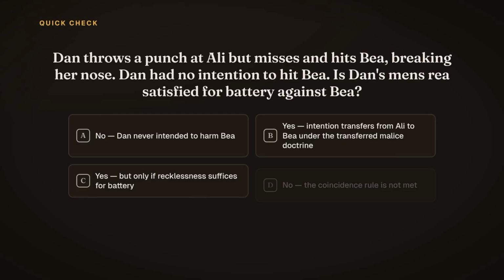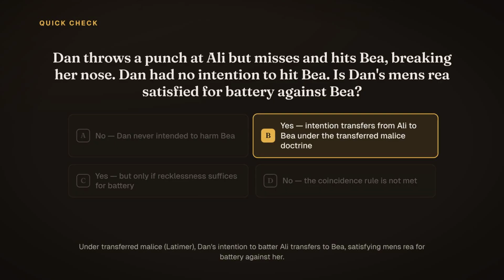Here is your check for understanding question. Dan throws a punch at A but misses and hits B, breaking her nose. Dan had no intention to harm B. Is his mens rea satisfied for battery against B? Option A, no. Dan never intended to harm B. Option B, yes. Intention transfers from A to B under the transferred malice doctrine. Option C, yes, but only if recklessness suffices for battery. Option D, no. The coincidence rule is not met.